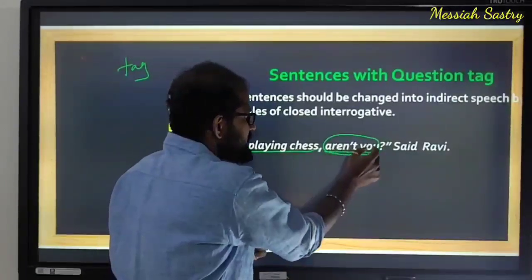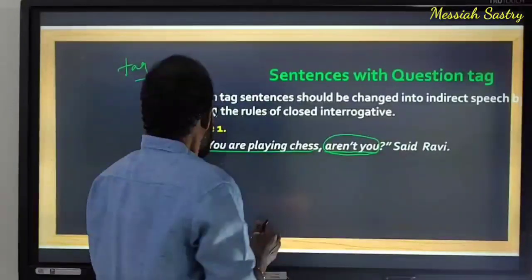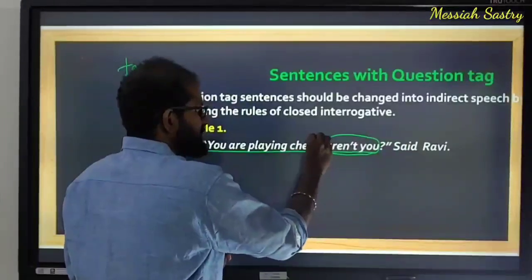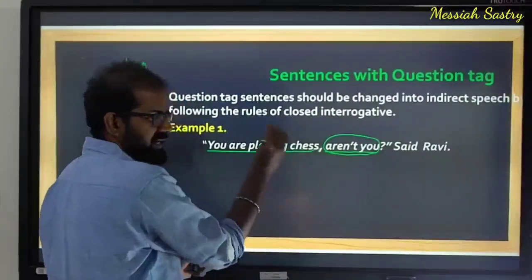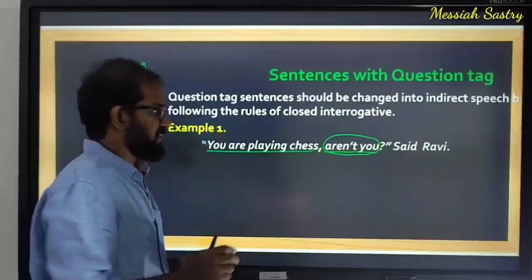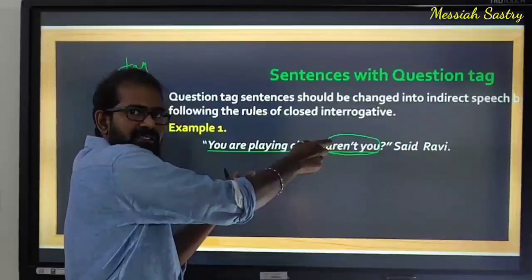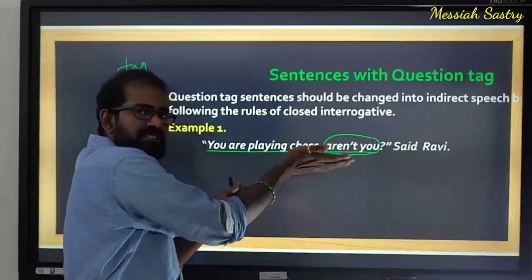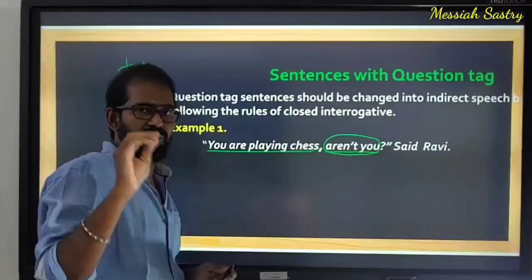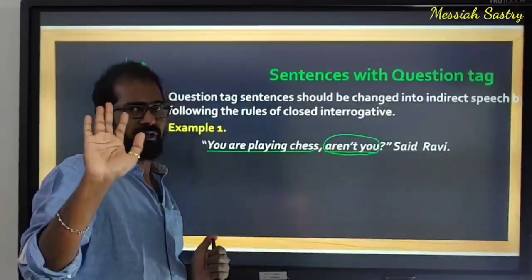What is the piece here? Aren't you is the piece. That's called a question tag. You are playing chess, aren't you? Said Ravi. When there is a question tag in a sentence, while changing these kinds of sentences from direct to indirect, we need to follow the rules of a closed interrogative sentence, even though it is a question tag sentence.